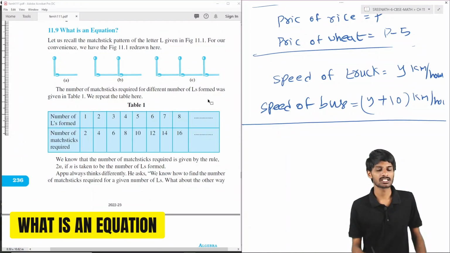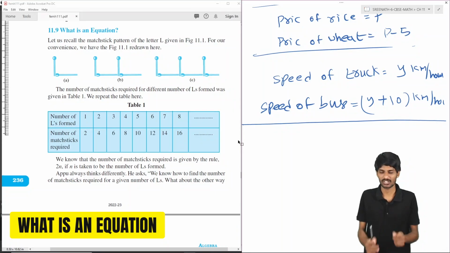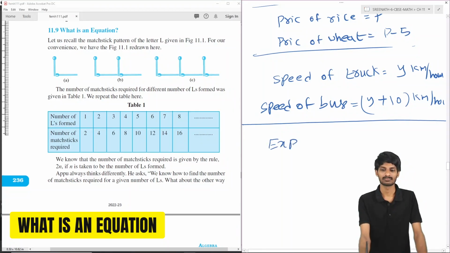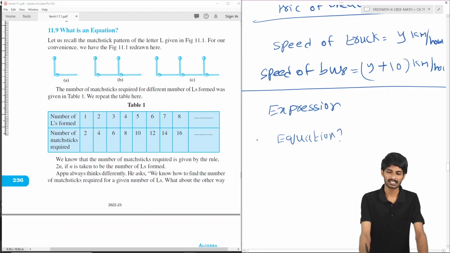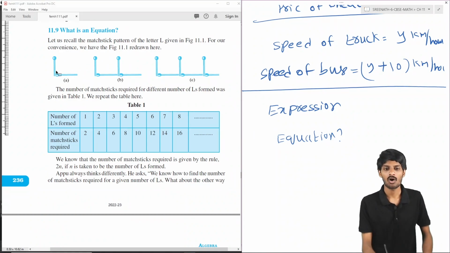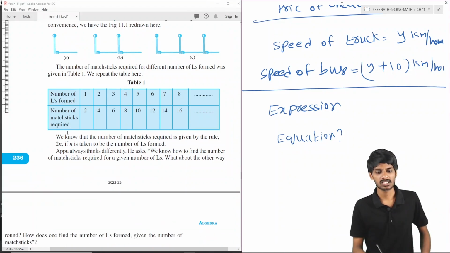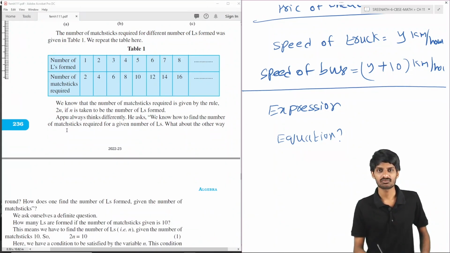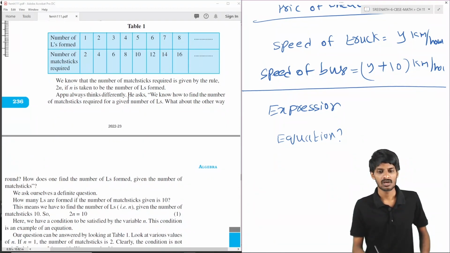So finally, what is meant by an equation? We have understood what is meant by an algebraic expression. So it is the time for equation. What is meant by equation? We will go to the previous thing, just how they formed the matchstick patterns using the L's, students. In those we know the number of matchsticks formed is equal to 2 into n, where n is the number of L's formed.